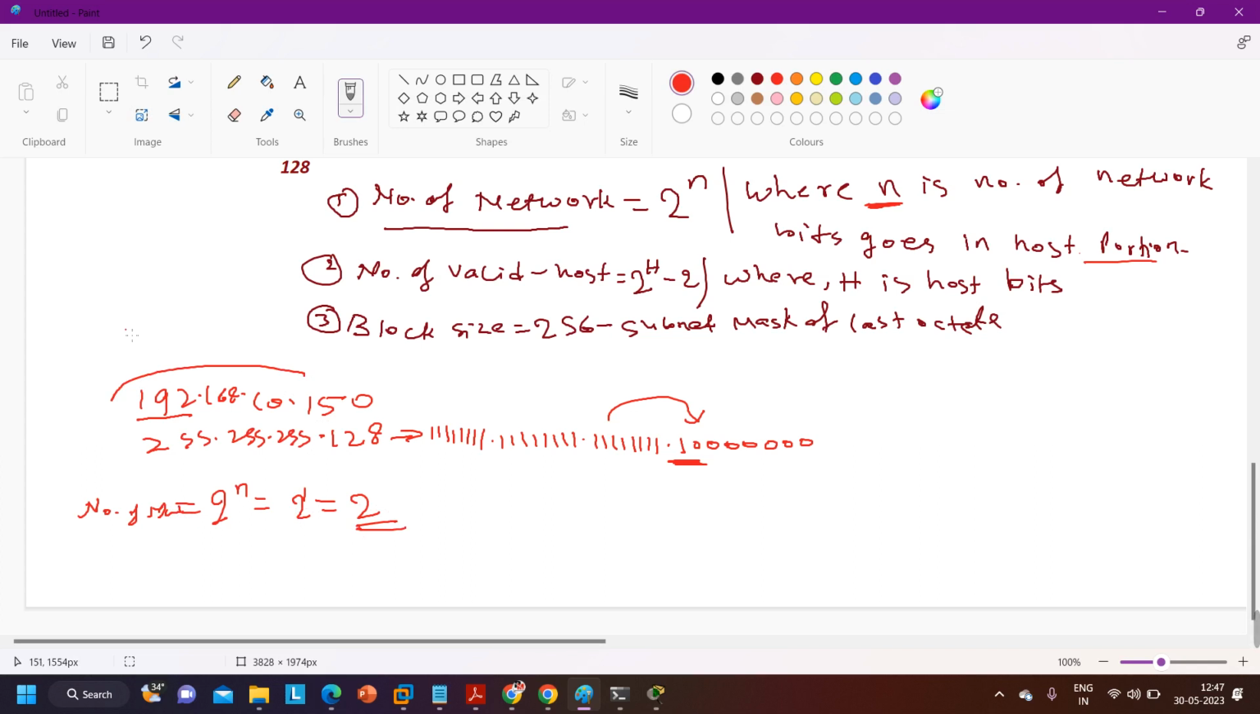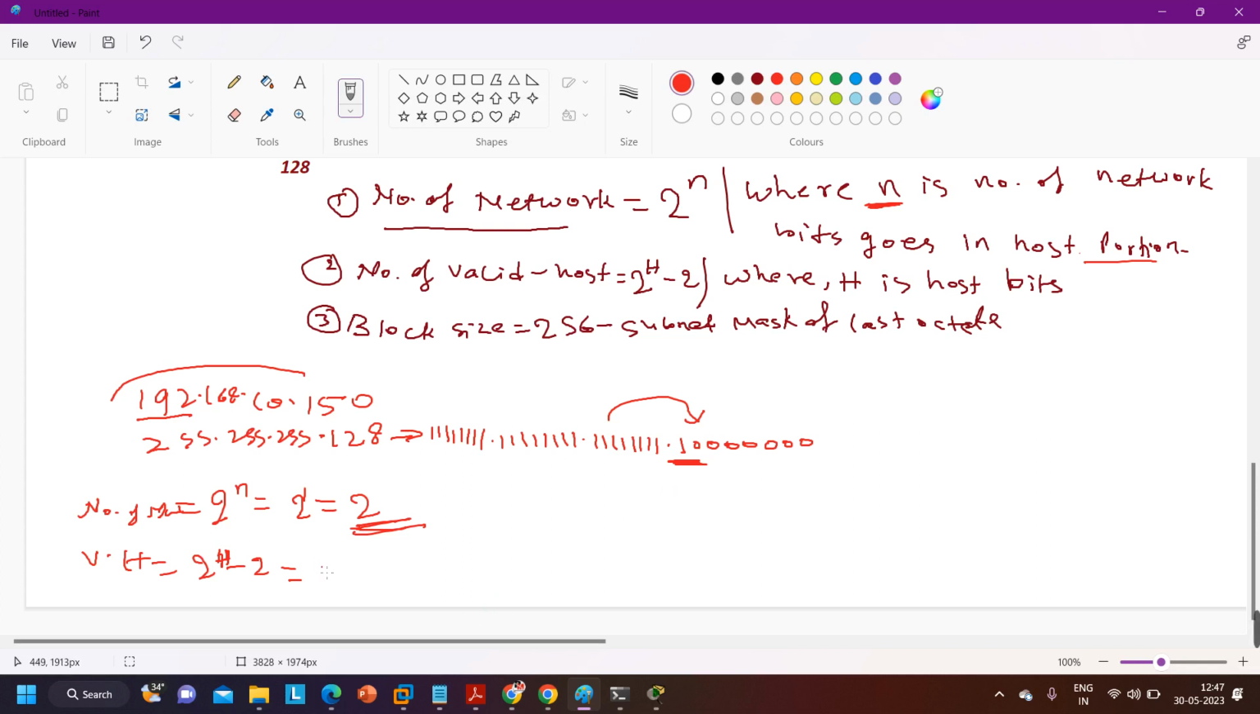Earlier there were 254 hosts. Now there will be fewer hosts in one network. We have divided it, that's why the number of networks is 2. Now if you want to find the number of valid hosts, the formula is 2 to the power h minus 2. What is h? Host bits. How many host bits are there?